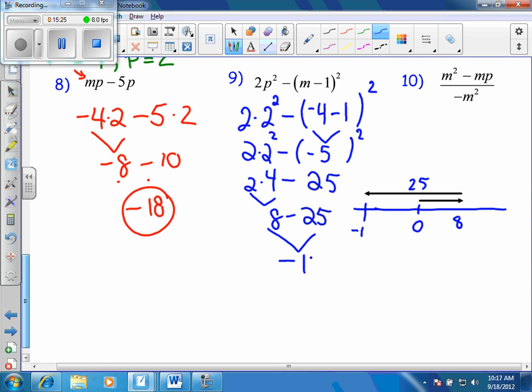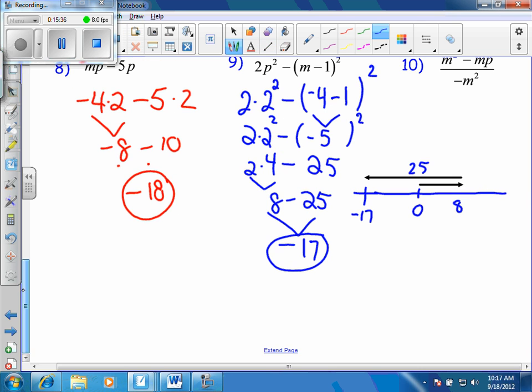Negative 17. That's right. Does that make sense? Okay. Let's go to the next page.